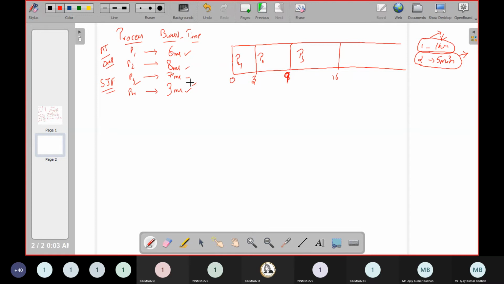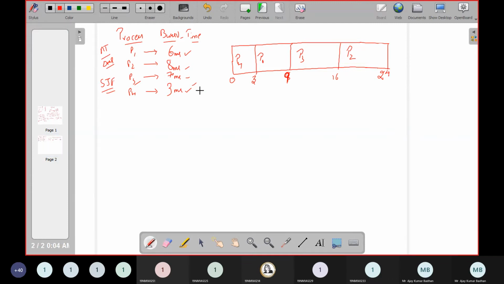Now we have 8 here. The last one is P2. P2 requires 8, so 16 plus 8 is 24. So this is 24. Now you have got the Gantt chart.